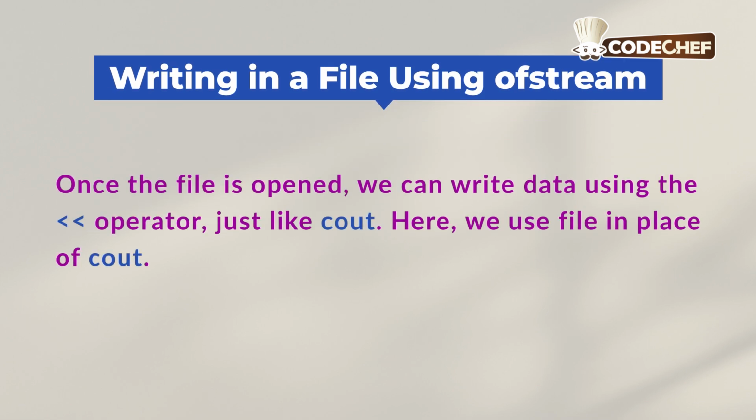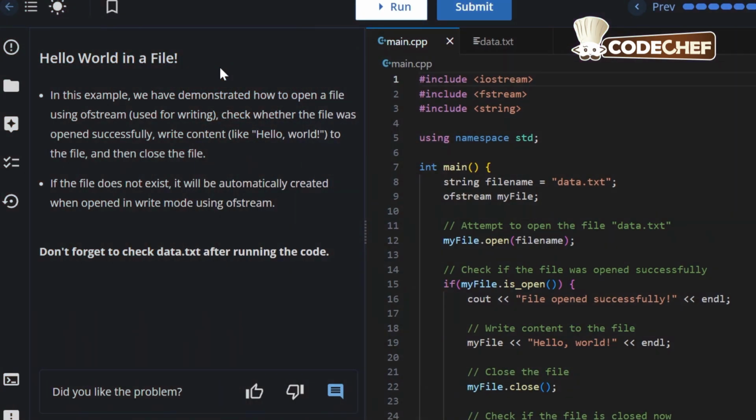Once the file is open, we can write data using the insertion operator, just like cout. So generally we use the cout command with the operator to print anything on the console. Similarly, to write something in the file, we use the same operator, but here we use the file object instead of the cout command. Now let us go to the CodeChef platform and see how to perform opening a file and writing in a file operation using the ofstream class. The program objective is printing hello world in a file.